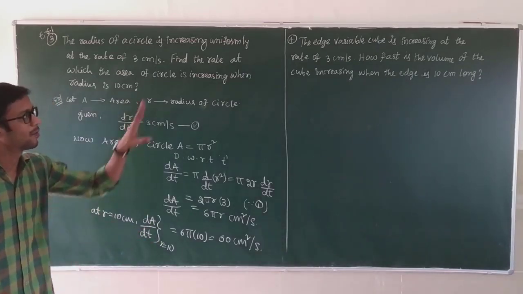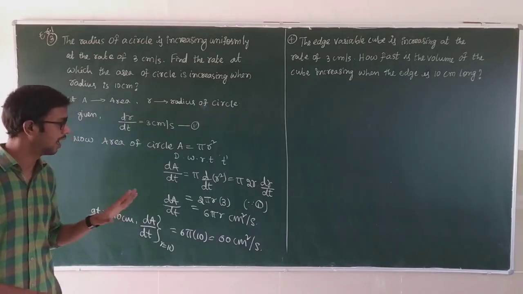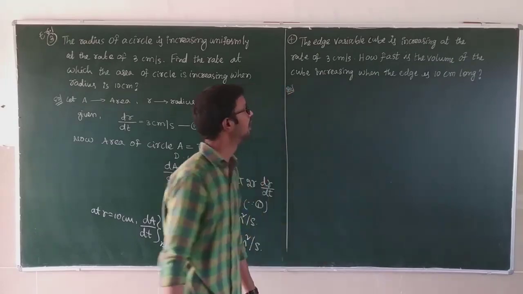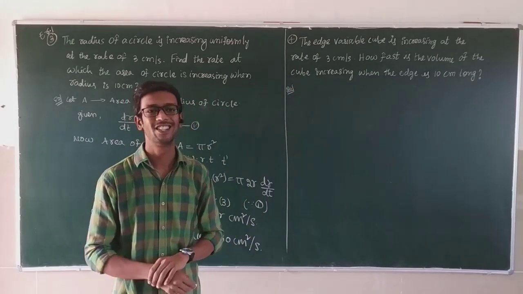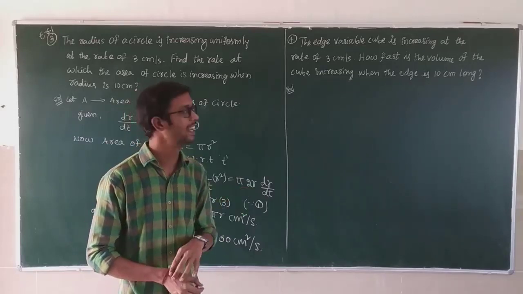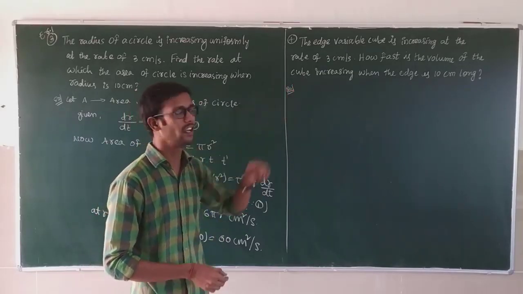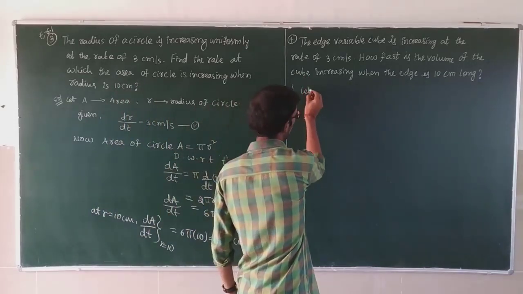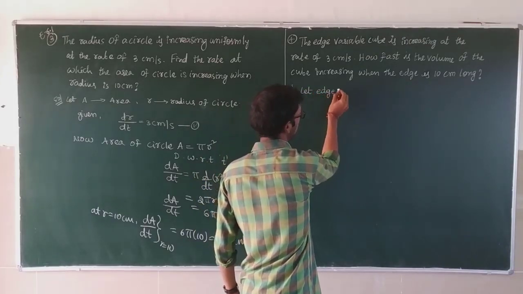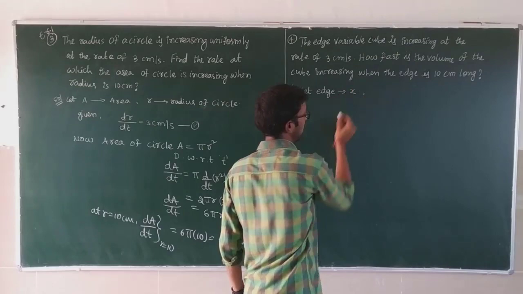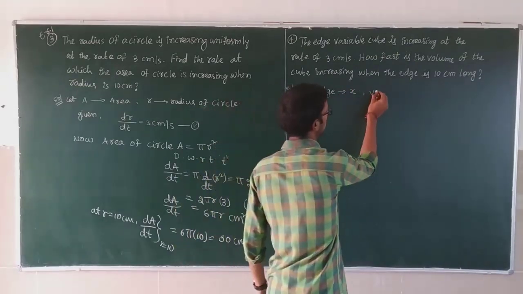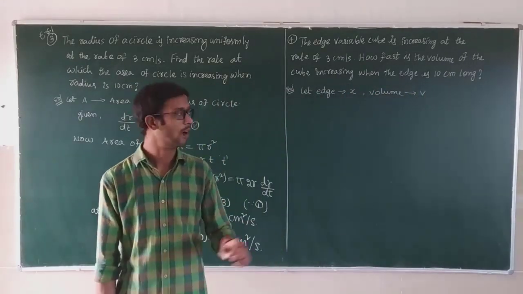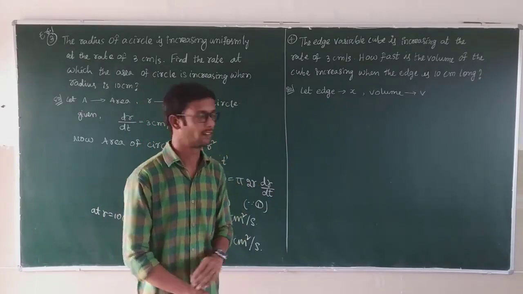Next, problem number 4, not related to this problem, so I'll explain this problem also. Problem number 4: the edge of a variable cube is increasing at the rate of 3 centimeter per second. So first I'll take the edge as x. Next, the volume V of the cube. Volume is V, the edge variable is x. What is given?